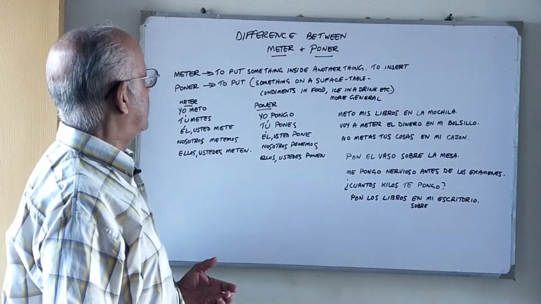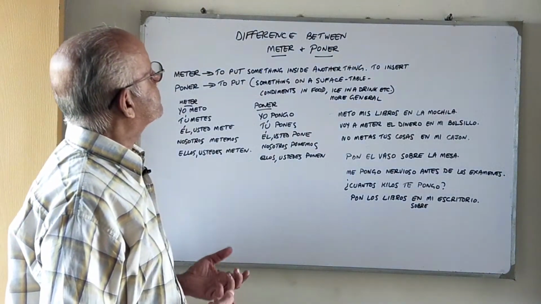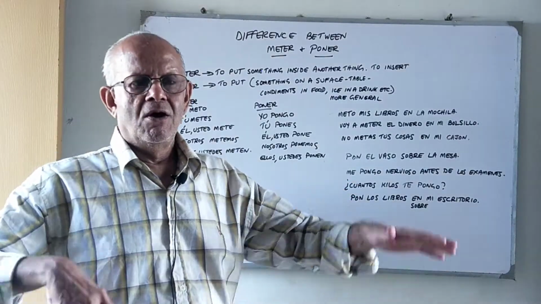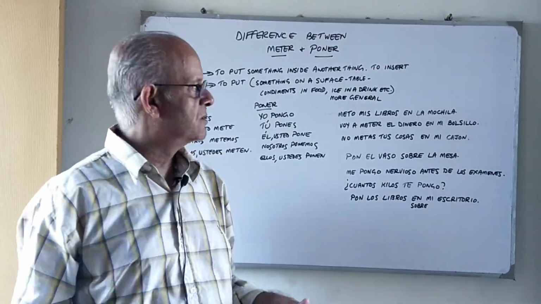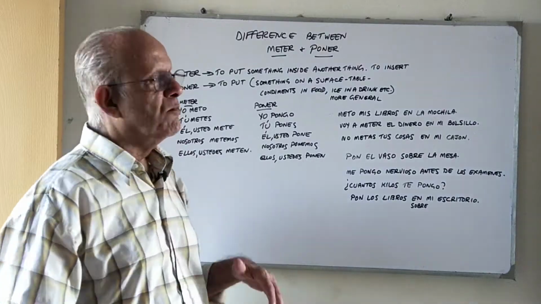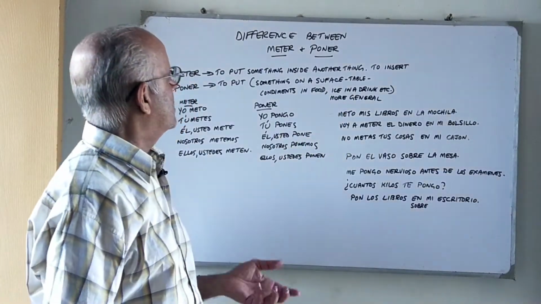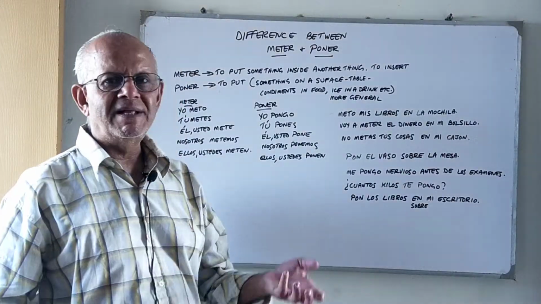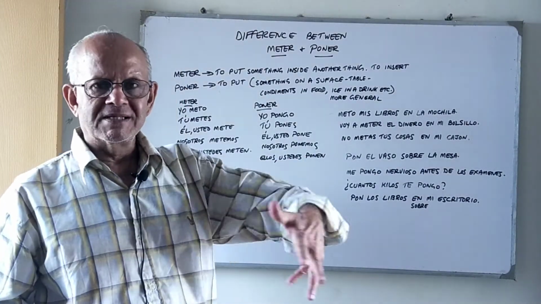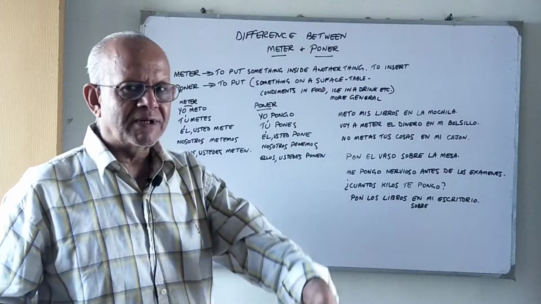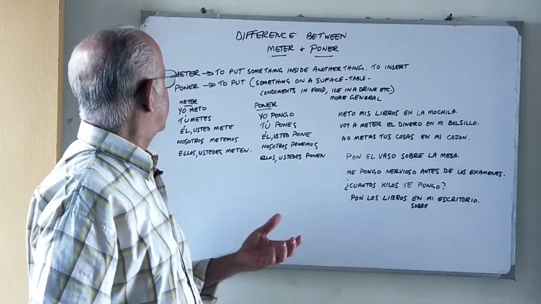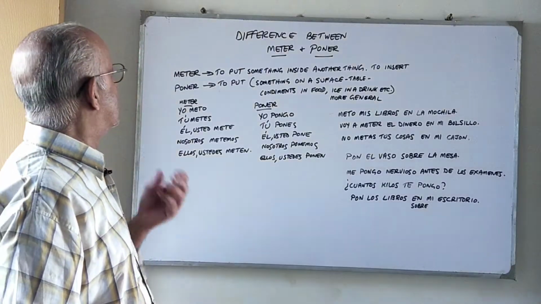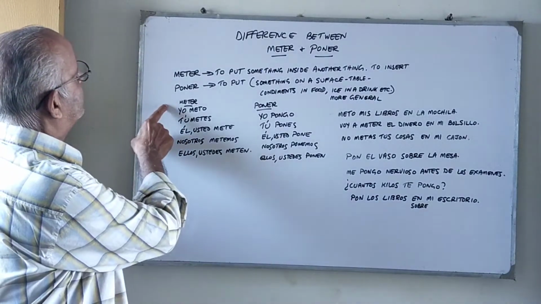What does poner mean? Poner means to put something on a surface, on something, not inside something. Poner is used in more general terms. Some examples: to put condiments in food, on food, to sprinkle something on food, to put ice in a drink. Things like that, we use poner.